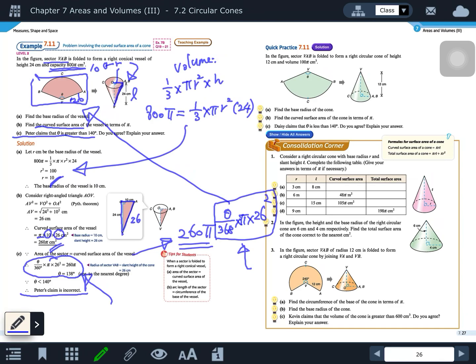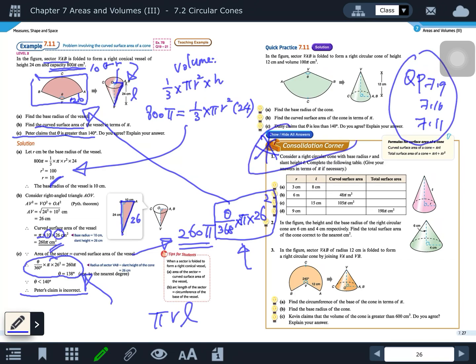Okay, so I think that if you know how to memorize the curved surface area of pi r l, then this is not that difficult. So you can try the quick practice 7.9, 7.10, and 7.11, and also the consolidation corner. Okay, so that we finished 7B. So try to finish this part, the quick practice and also the consolidation corner.